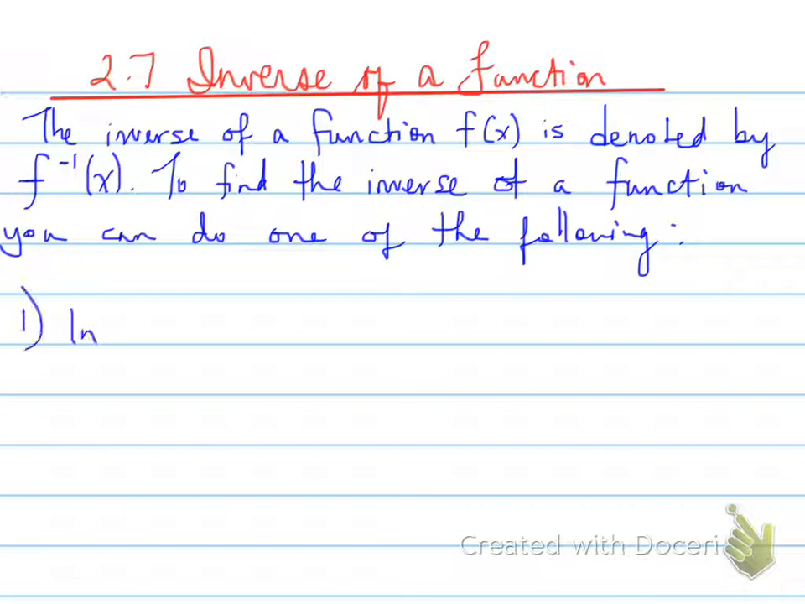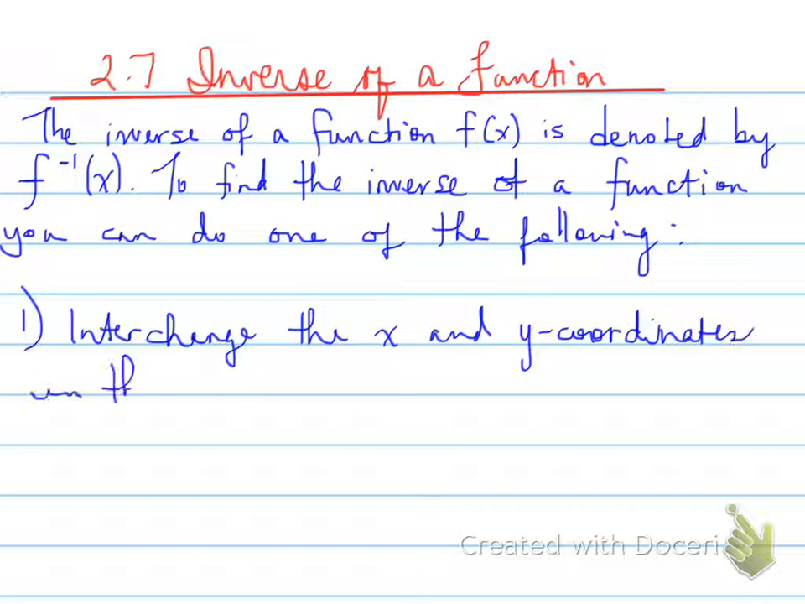given. Number one, you can interchange the x and y coordinates in the graph or table. And if you do that, that will give you the inverse coordinates. If you're given a graph, you can take points on it and just inverse them and draw the new shape. If it's a table, switch the x and y coordinates. That's all you're doing.